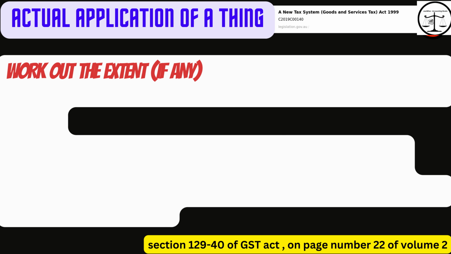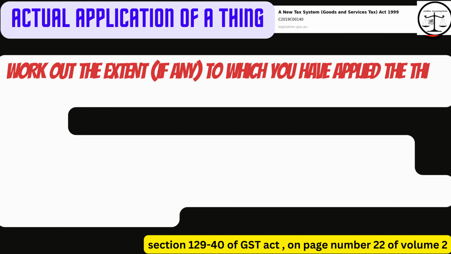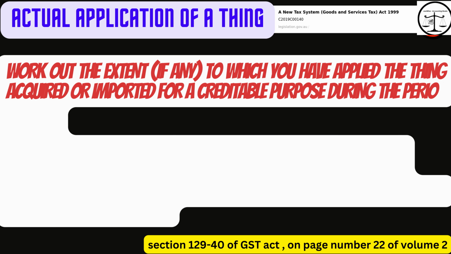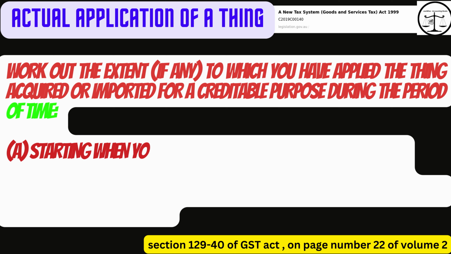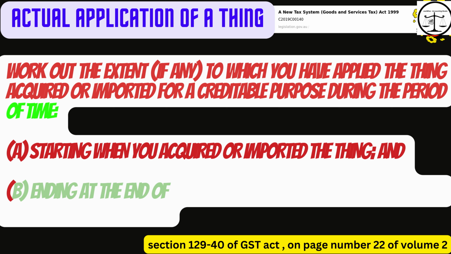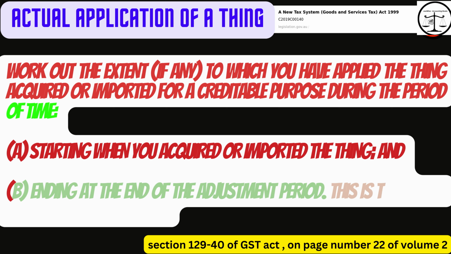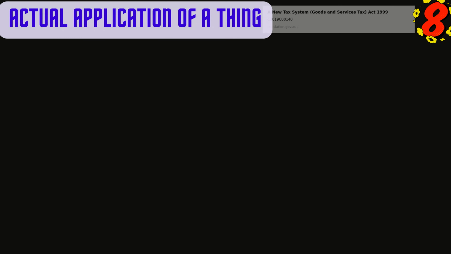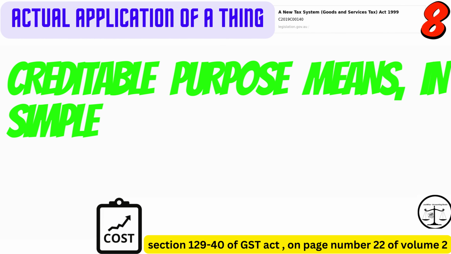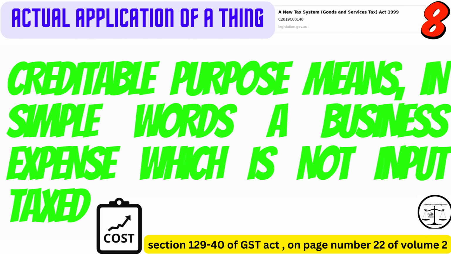This is word number 8. Actual application of a thing. You can find more information on this in section 129-40 of the GST Act, that is, on page number 22 of Volume 2. Work out the extent, if any, to which you have applied the thing acquired or imported for a creditable purpose during the period of time. A. Starting when you acquired or imported the thing, and B. Ending at the end of the adjustment period. This is the actual application of the thing. Friends, creditable purpose means, in simple words, a business expense which is not input taxed.